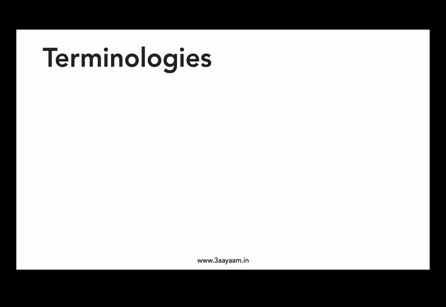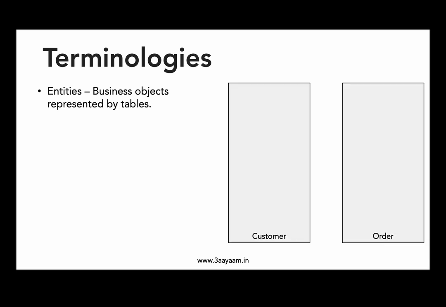Before delving into data modeling concepts, let me introduce certain terminologies to you because these would be important going forward in both ER diagram and dimensional modeling. The very first terminology is entity or entities, which are nothing but business objects represented by tables. For example, we have customer table and order table. So these are two different business entities. Customer is a business entity and order is also another business entity. So we create different tables for different business entities.